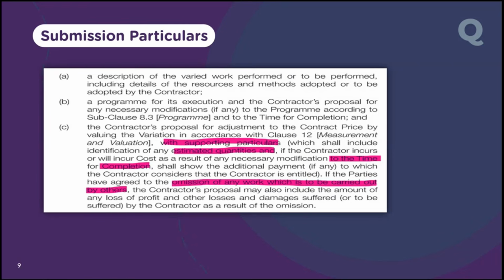First, a description of the work to be performed, including details of the resources and method adopted or to be adopted by the contractor. So when you open Excel, your first page explains the scope of the work: this is what I have to perform, and this is the requirement of resources. Then you identify the program changes. You would say, this is the program, because by tabling this, you are reserving your right for the claims, be it EOT or whatever.